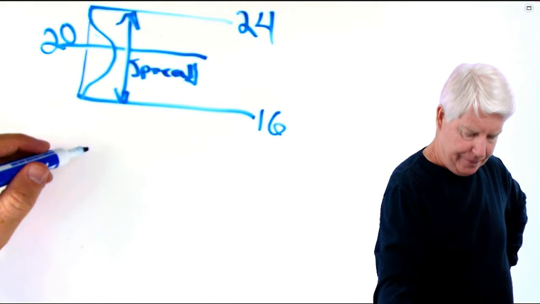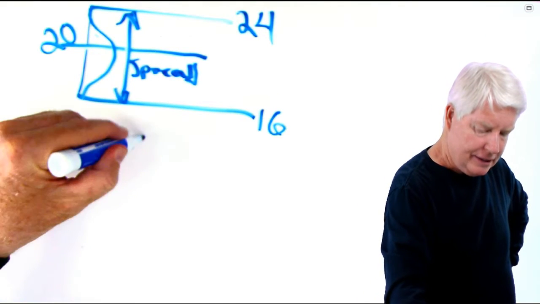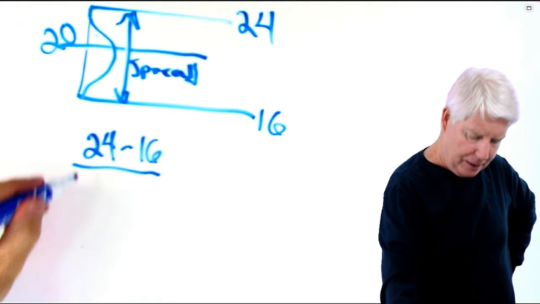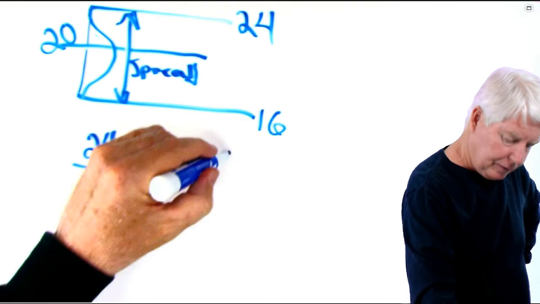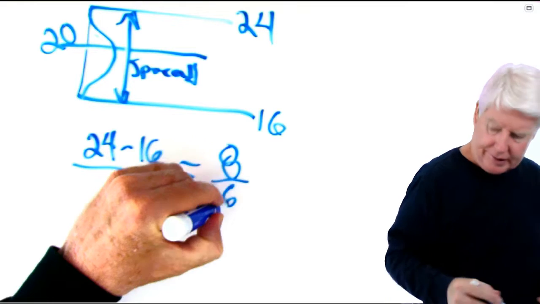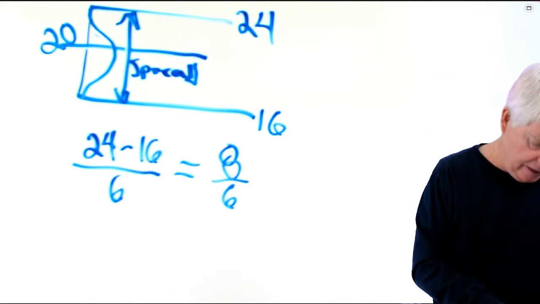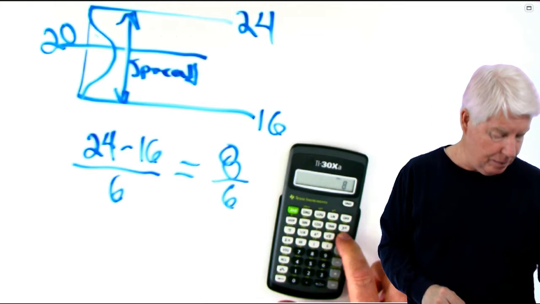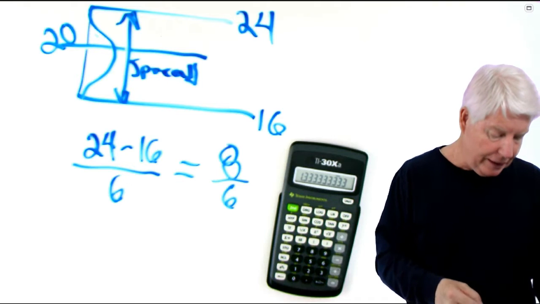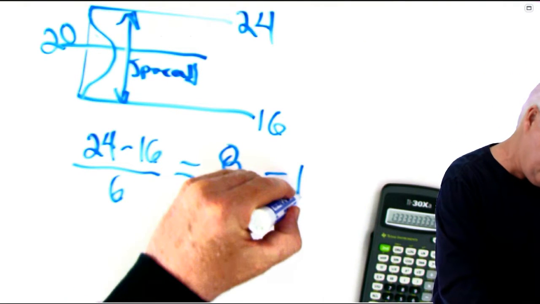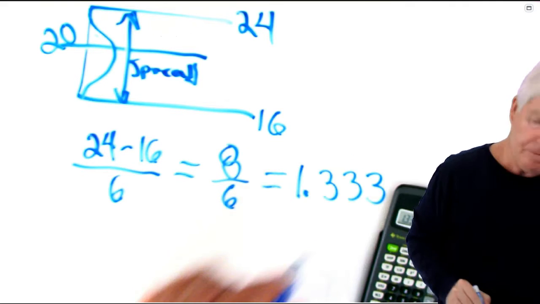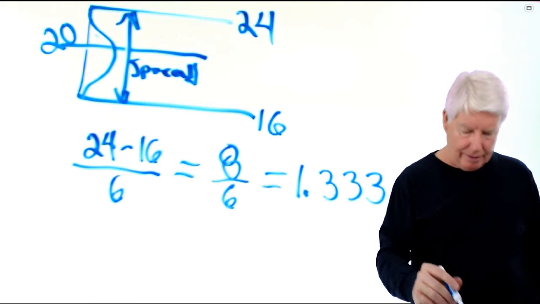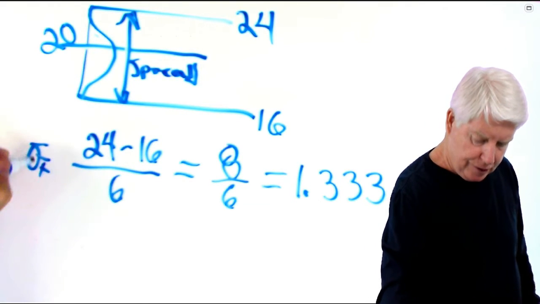So this is what I'm going to do. I'm going to go 24 minus 16, and I know that across that there's 6 sigmas, so I'm going to divide this by 6. So 8 divided by 6. Let me get my calculator out here, and I'll go 8 divided by 6 equals 1.333. And this equals sigma of averages. Sigma of averages equals this.